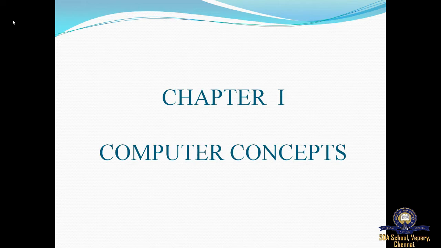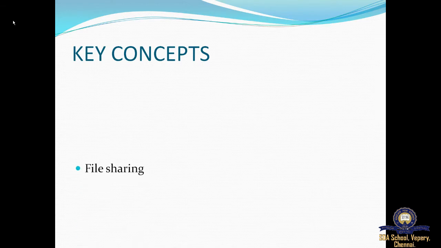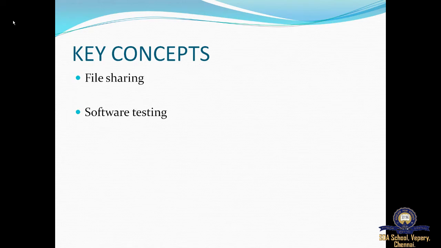So in this chapter, computer concepts, we have already discussed remote access and plugin in our previous classes. And today we are going to discuss the next two topics, that is file sharing and software testing. In file sharing, the main objective of studying this topic is to know what file sharing is, what actions are being performed on a file, and how a file can be protected using cryptography. And secondly, software testing. We are going to define what software testing is and give examples for software testing.